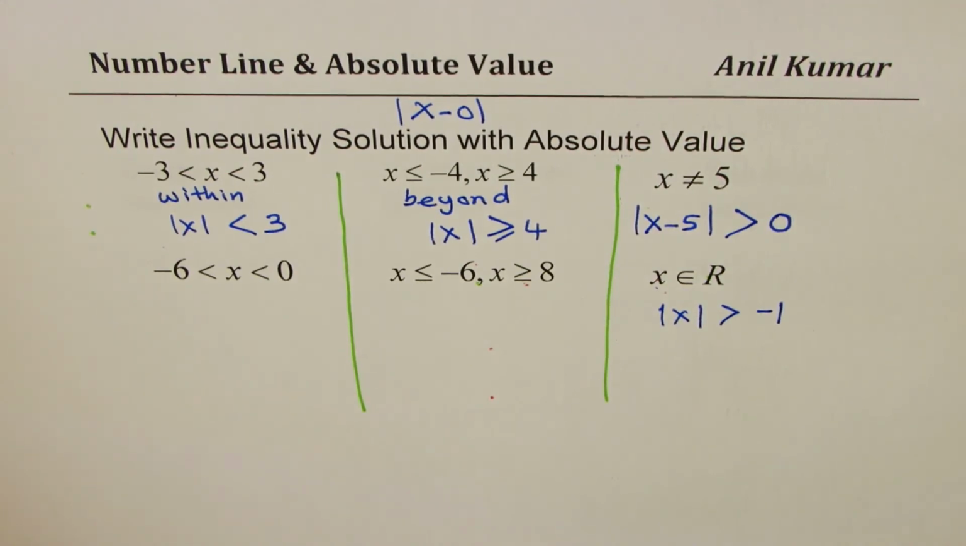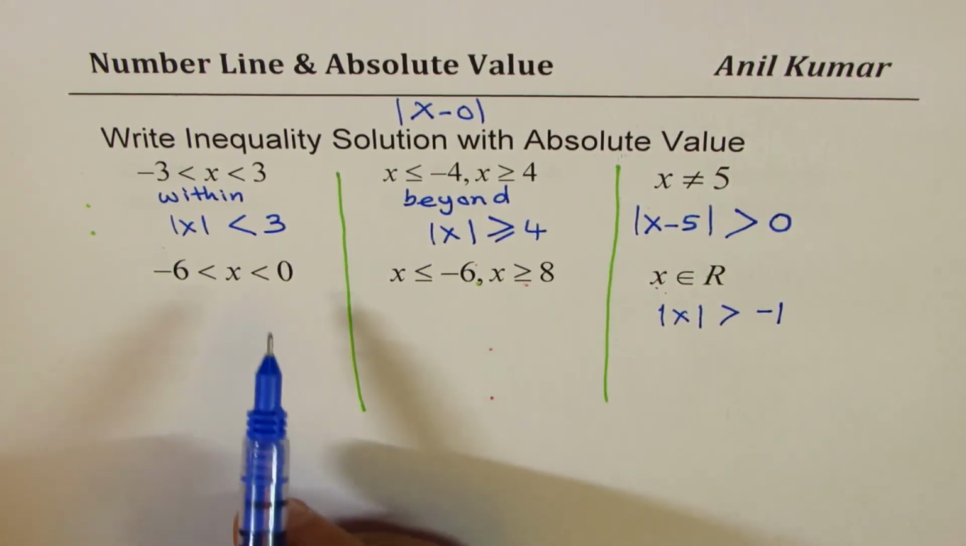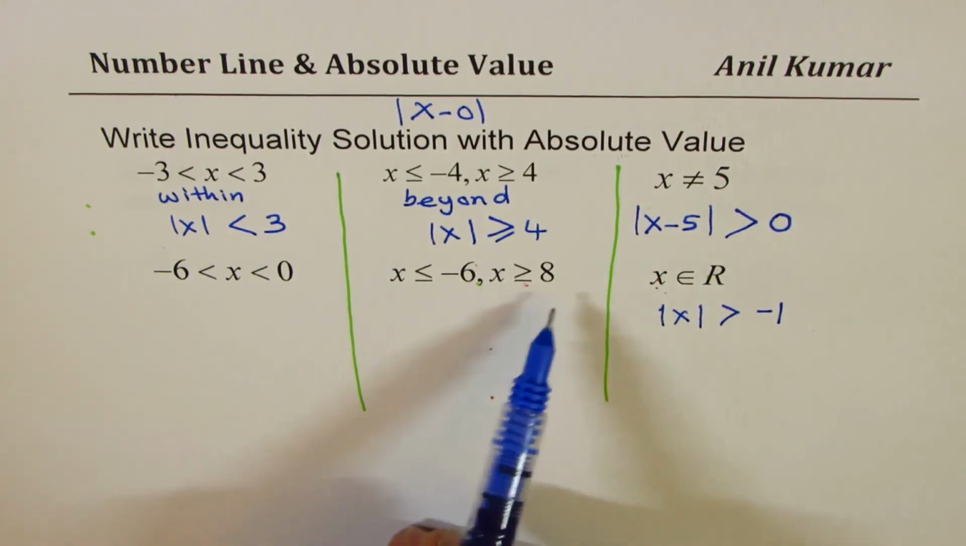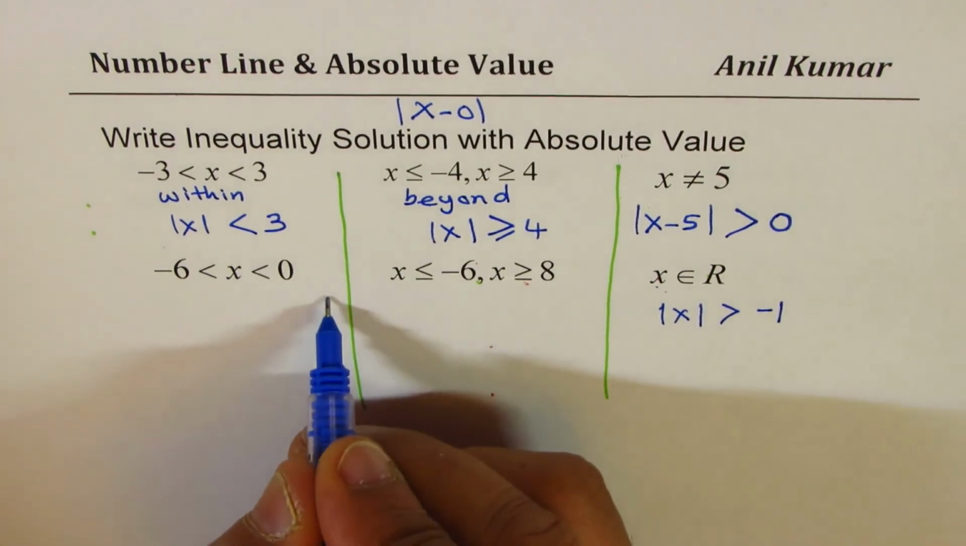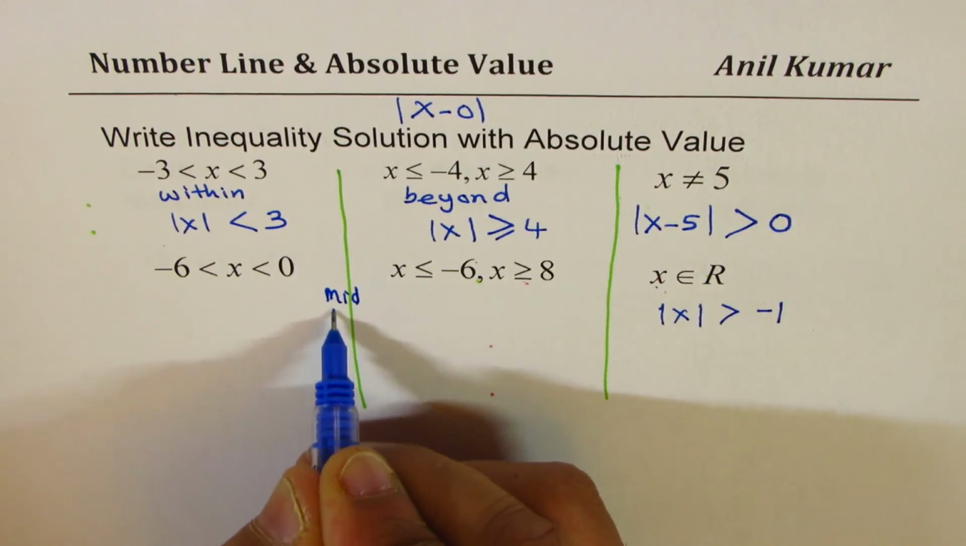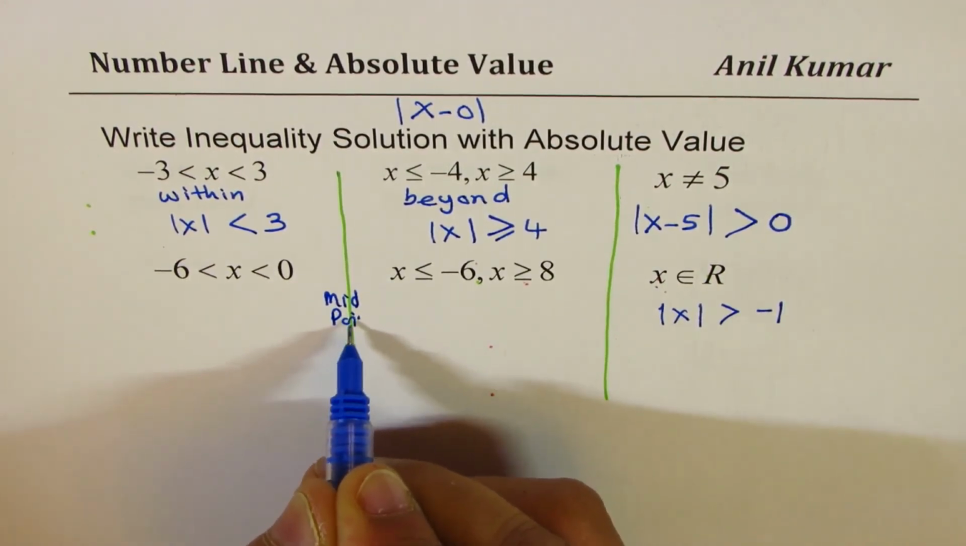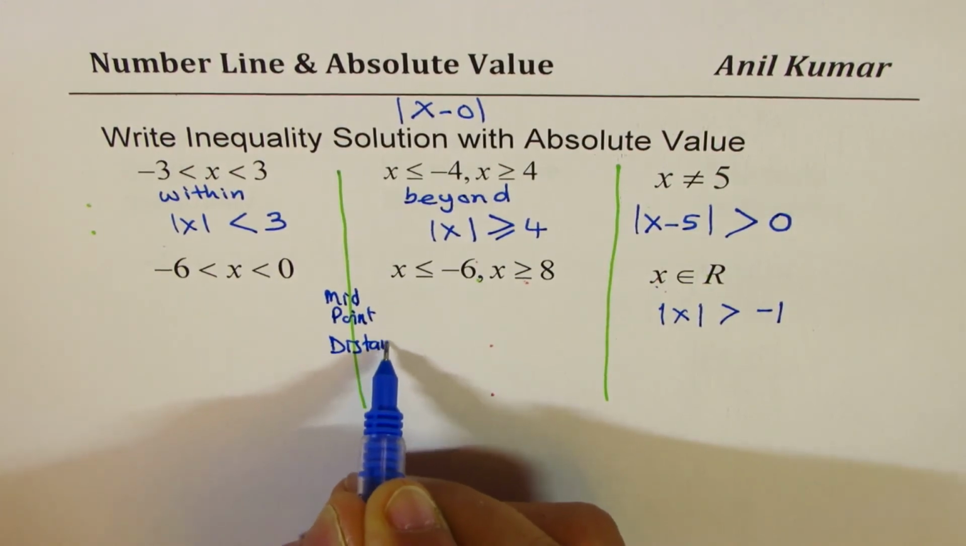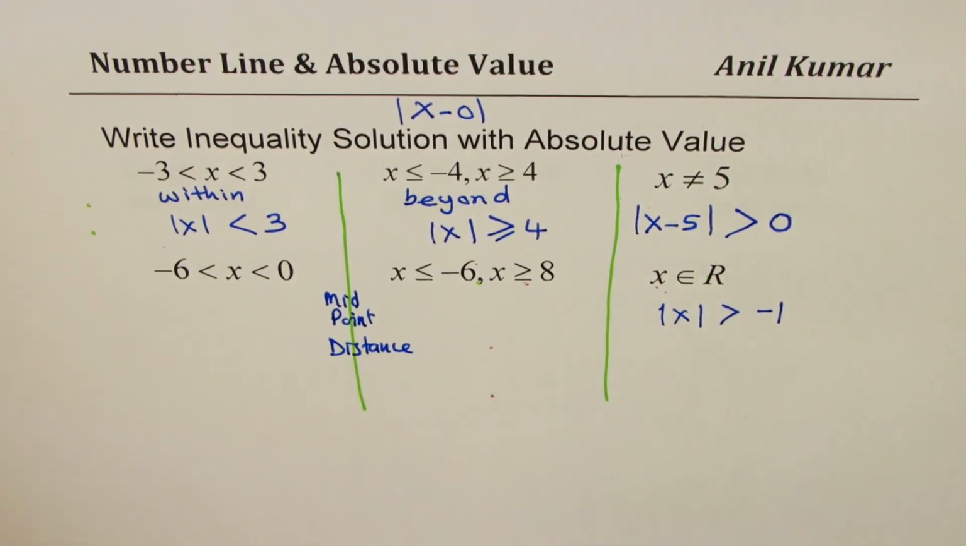I hope that makes sense, right? X belongs to real numbers is kind of simple. You say greater than what? Let's say a negative value. Absolute values are always positive. So if I write greater than negative value, then the solution is all real numbers. Perfect. Now these are two difficult questions, where the boundaries on the ends are not same.